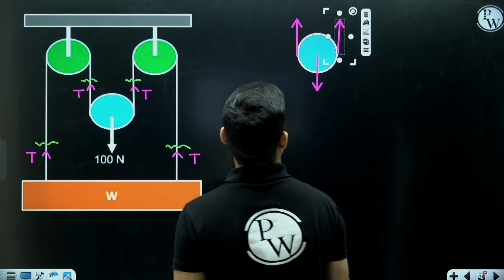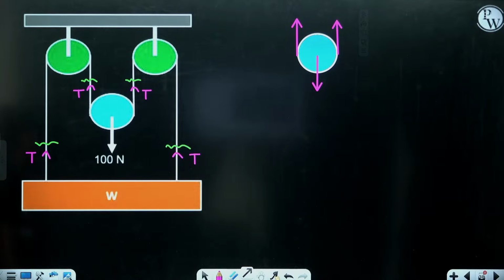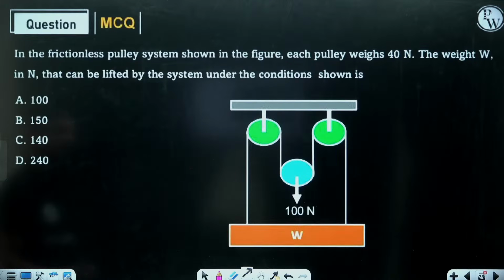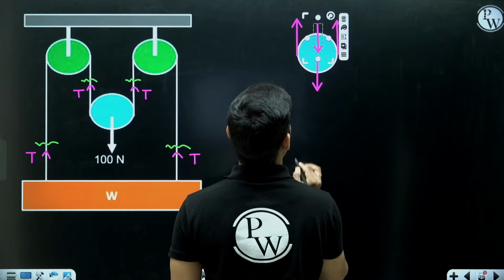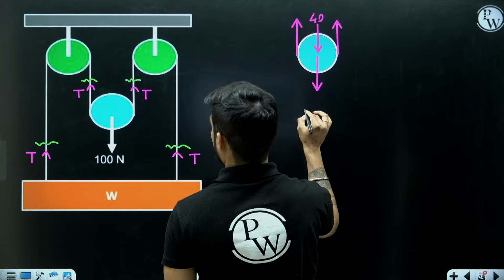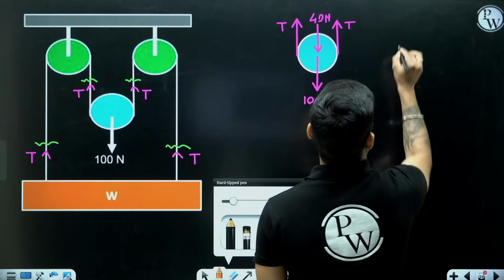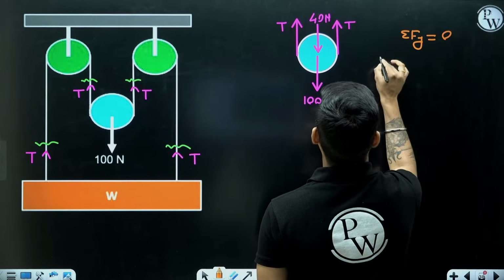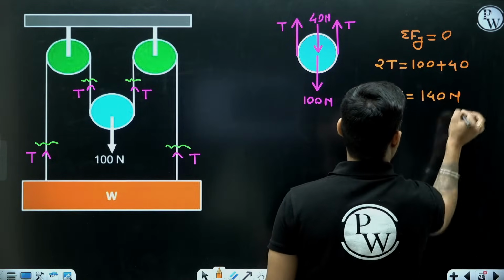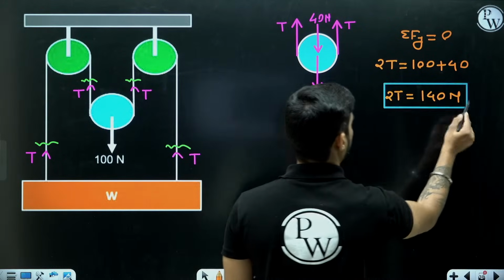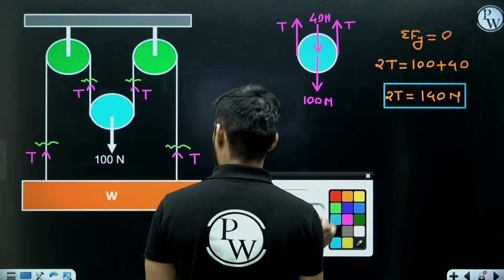This is tension T. Now, most of the people make a mistake here. They ignore one force. And what is that force? That force is the weight of the pulley. Each pulley is weighing 40 Newton. So you will have to add the weight of the pulley also. 40 Newton. So this is 100 Newton, this is 40 Newton, this is T, this is T. So from summation of Fy equals 0, you get 2T equals 100 plus 40, means 2T equals 140 Newton. Yes, 2T equals 140 Newton. Now you can draw the FBD of this.